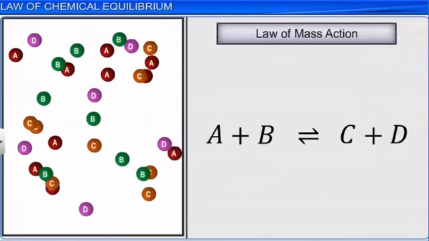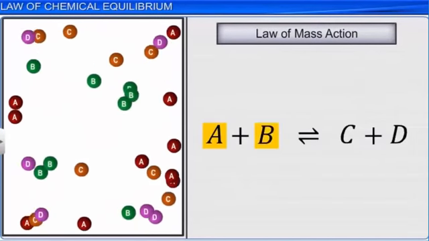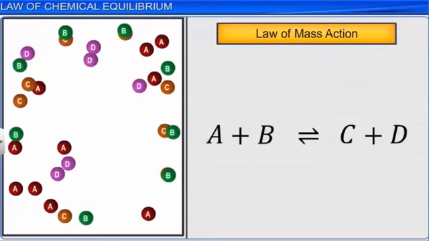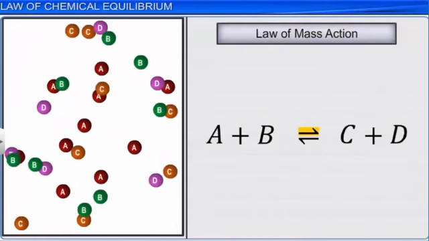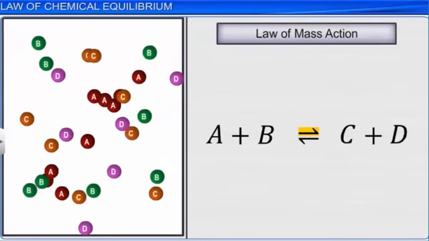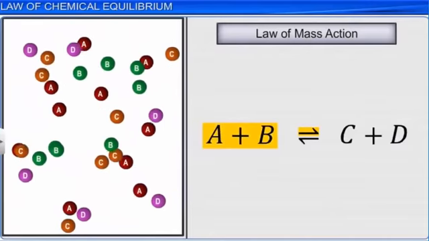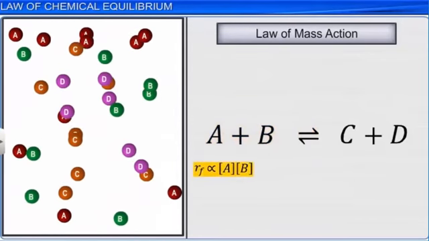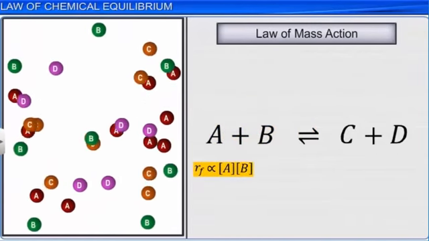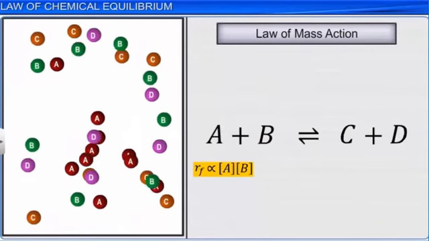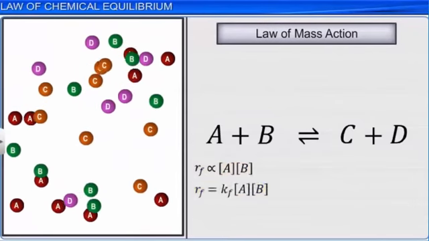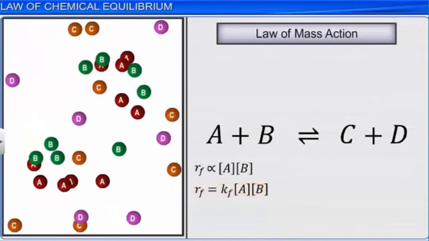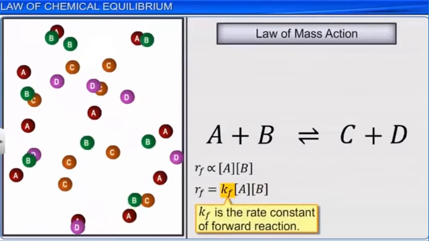Let 1 mole of A react with 1 mole of B to produce 1 mole each of C and D. According to the law of mass action, the rate of forward reaction will be proportional to the molar concentration of the reactants A and B. That is, the rate of forward reaction RF is directly proportional to the concentration of the reactants A and B. Or RF is equal to Kf multiplied by the product of the concentrations of A and B, where Kf is the rate constant of forward reaction.